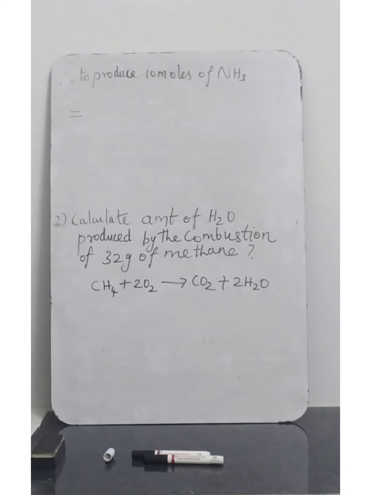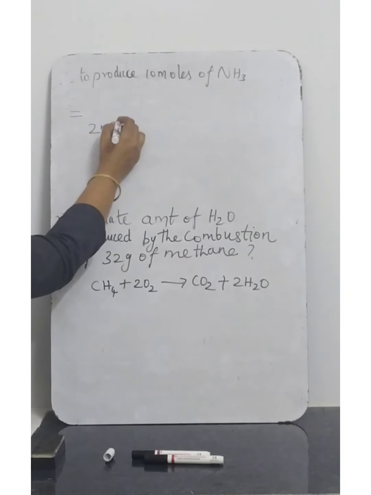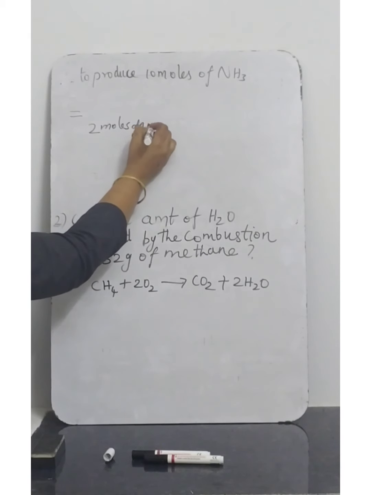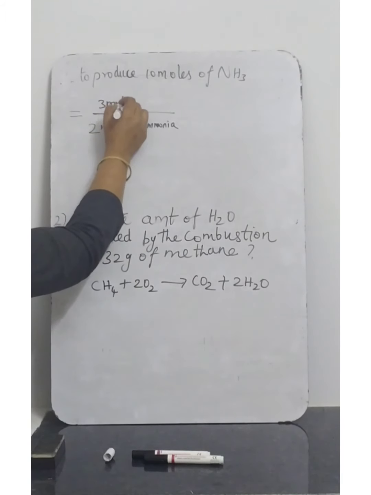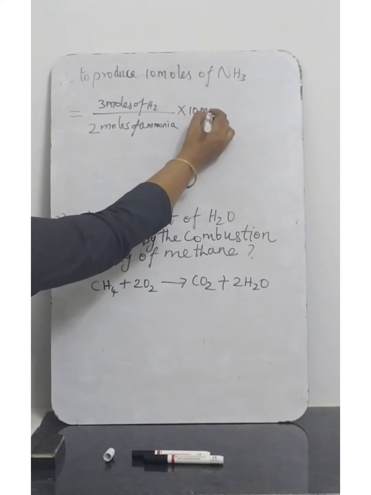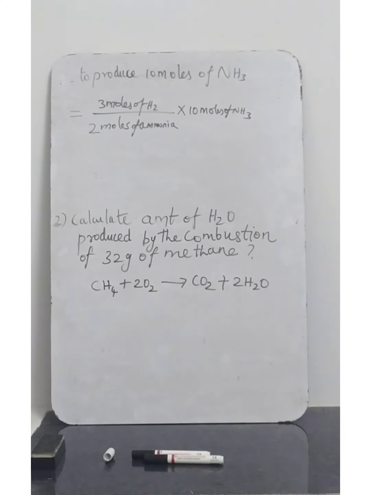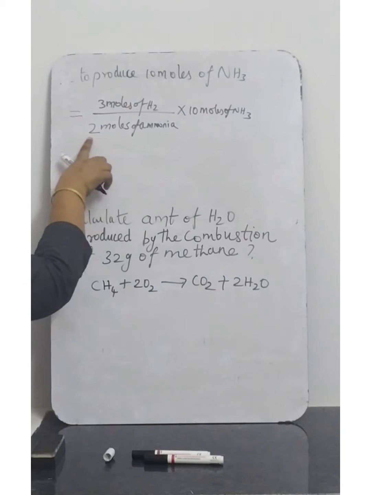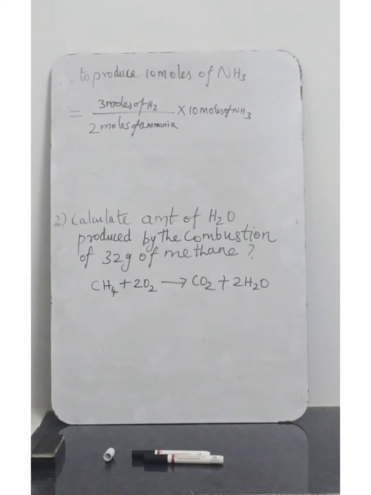So how can we write the relation? To prepare just 2 moles of ammonia, you need 3 moles of hydrogen. Understood? Therefore, to prepare 10 moles of ammonia, NH3, the ammonia formula is NH3. To produce 2 moles of ammonia as per the stoichiometric equation, you need 3 moles of hydrogen. Therefore, if you want to prepare 10 moles of ammonia, how many moles of hydrogen do you need?